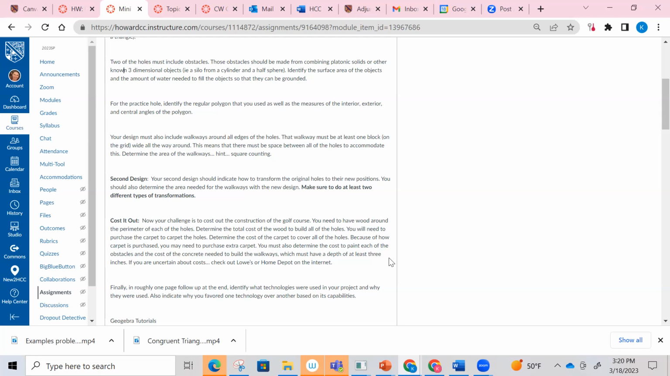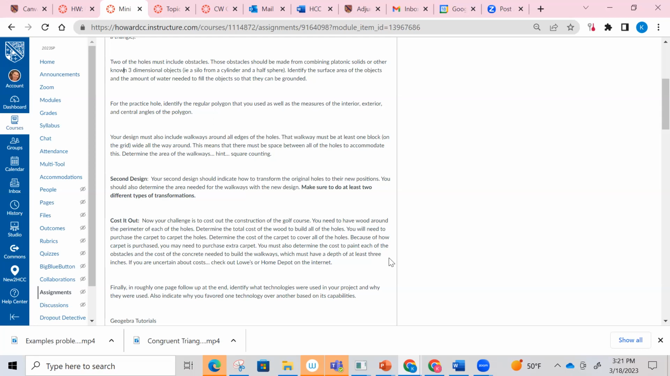And then after that, you're going to determine the cost. So your challenge is to cost out the construction of the golf course. You need to have wood around the perimeter of each of the holes. So you're going to determine the total cost of the wood to build all of the holes. You'll need to purchase the carpet to carpet the holes. So you'll determine the cost of the carpet to cover all the holes.